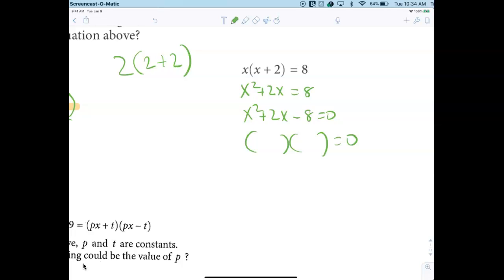And so what does that factor to? Good job. x plus 4, x minus 2. So x is equal to negative 4 or x equals 2. Everybody with me? If you know how to do that, you're pretty good. All right, that was pretty good.